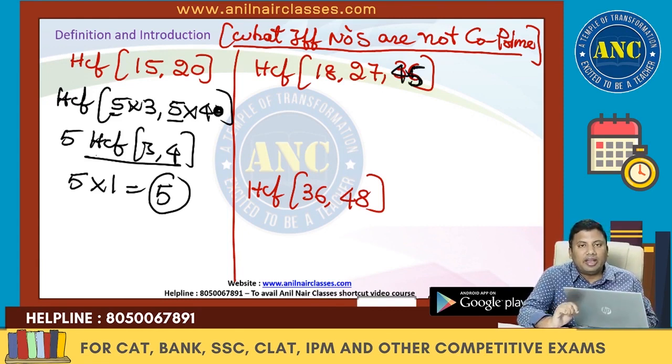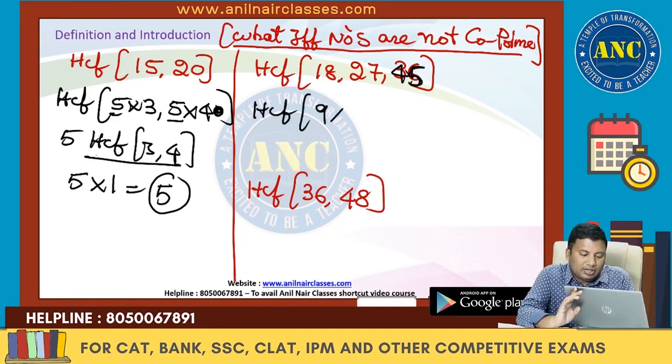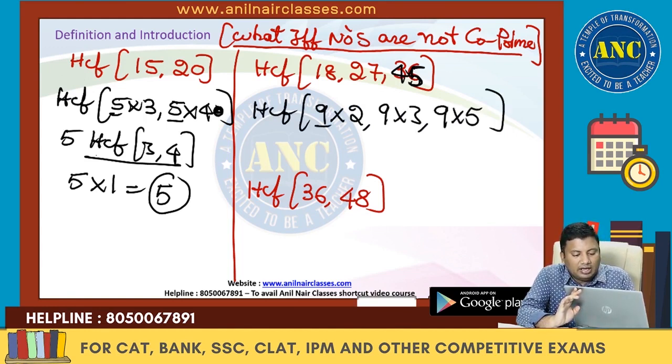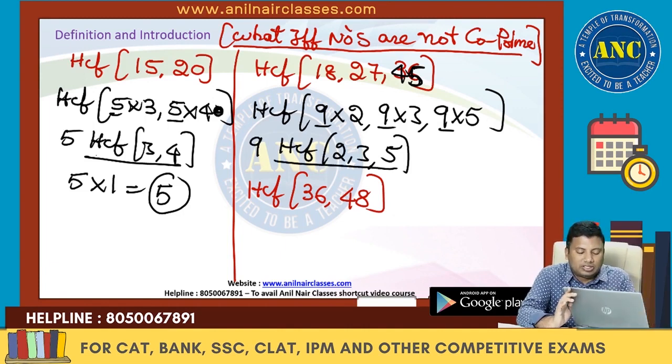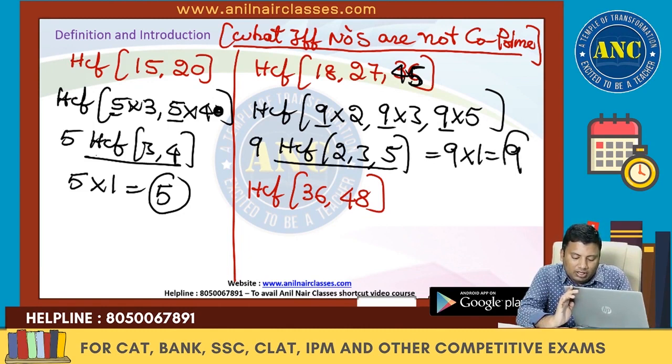HCF of 18, 27 and 45, which is 9 2s are, 9 3s are, 9 5s are. 9 is common, taken out. HCF of 2, 3 and 5. 2, 3 and 5 are co-primes to each other. Co-prime numbers HCF is 1. 9 ones are 9. I hope it is clear.